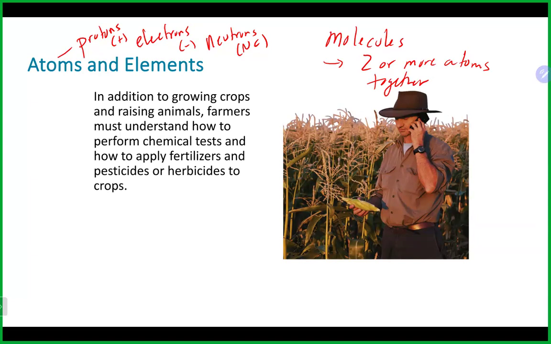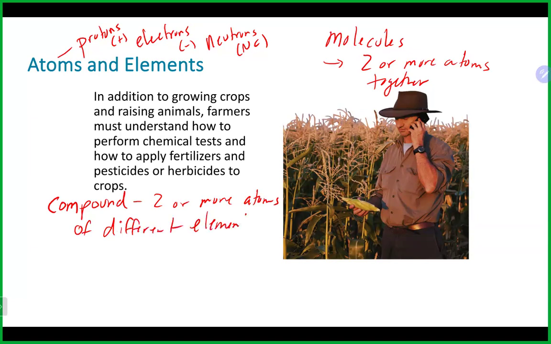And that's oftentimes confused with another word, which is a compound. A compound is also 2 or more atoms together, but it is actually 2 or more atoms of different elements. And that's a really important distinction, the different element part. In order for something to be a compound, you do need 2 or more atoms of those different elements that come together.